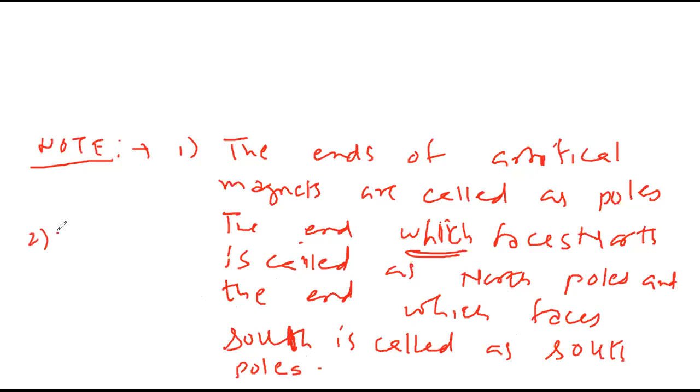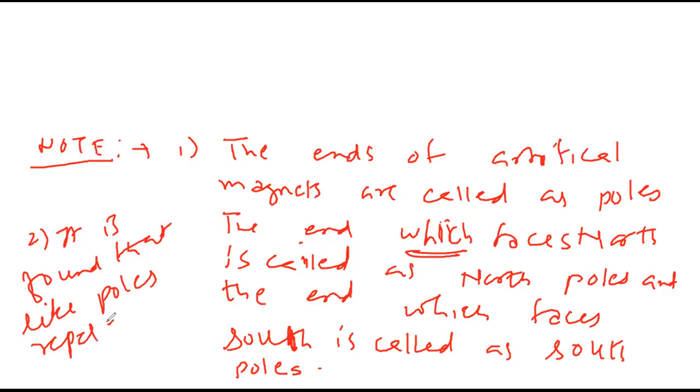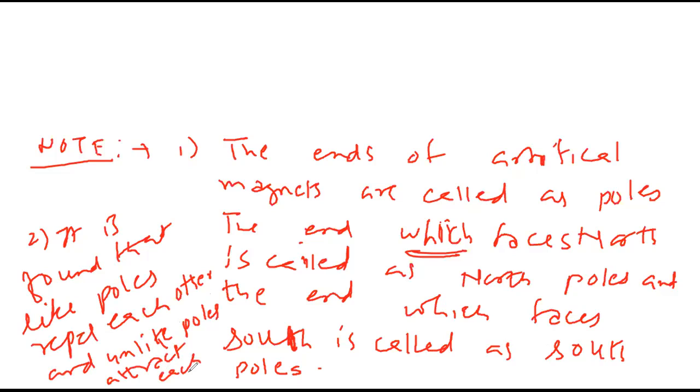Second point, it is found that like poles repel each other, and unlike poles attract each other. Unlike poles attract each other.